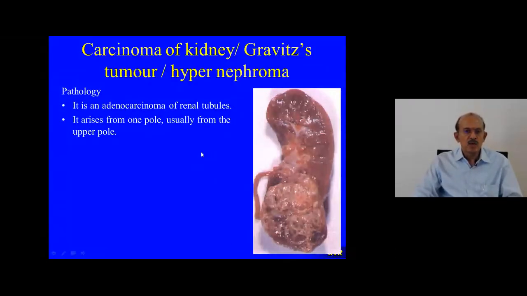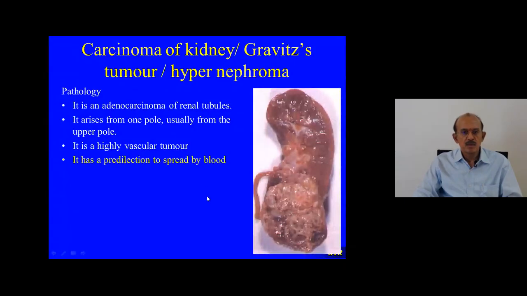It arises from one pole, usually from the upper pole. It is a highly vascular tumor. It has a predilection to spread by blood. Usually, carcinomas have a predilection to spread by lymphatics. Blood spread occurs late, but some carcinomas spread exclusively by the bloodstream. So this renal carcinoma is one example.